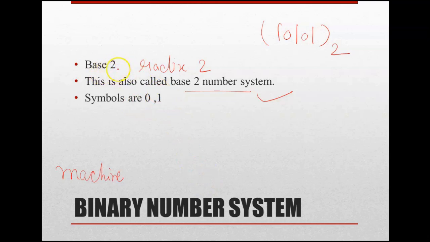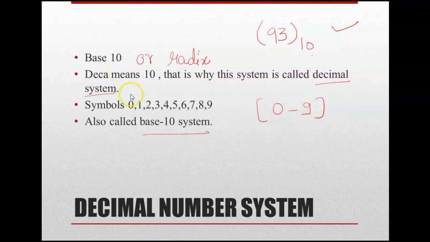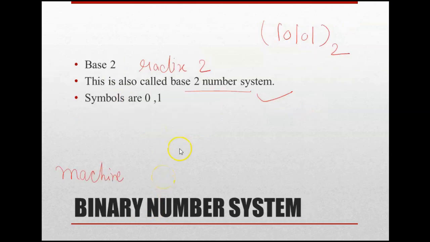If you remember the previous one, in the decimal number system, how many symbols are there? 10. So that is why the base value of the decimal number system is 10. The same thing in the binary number system: the base value is 2 and the number of symbols which we use to represent a binary number is 2 only.